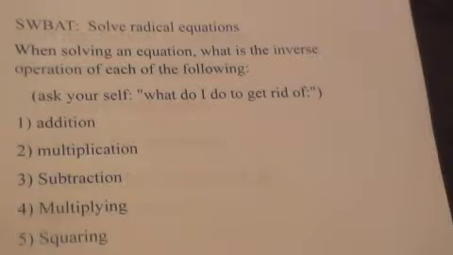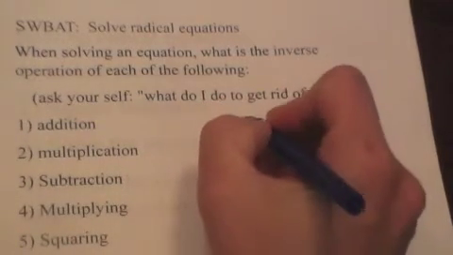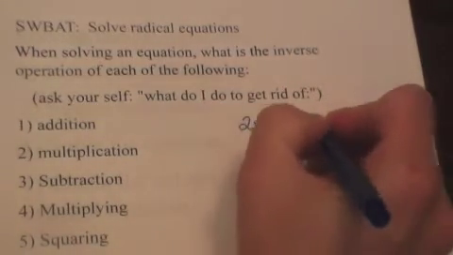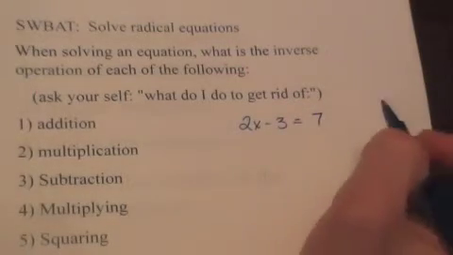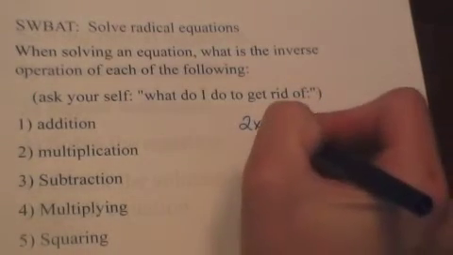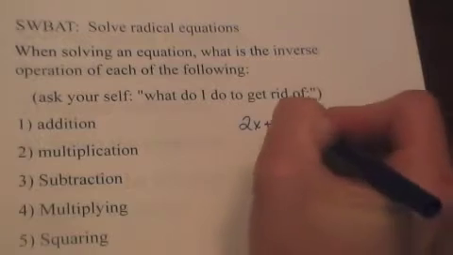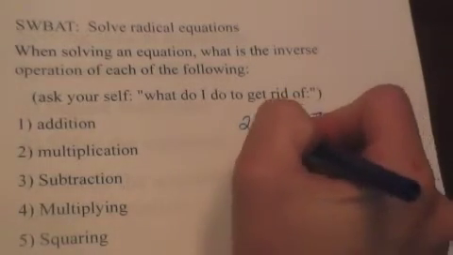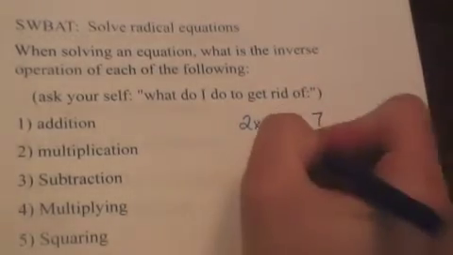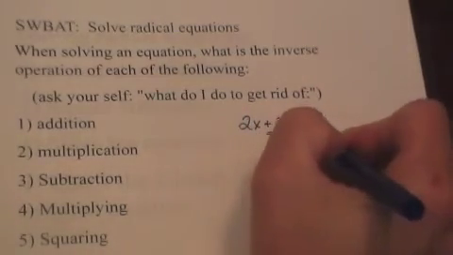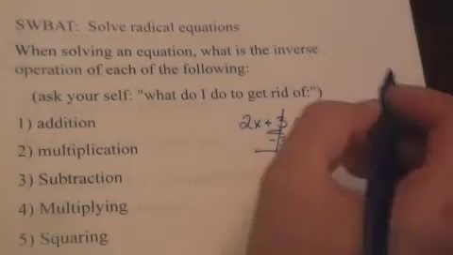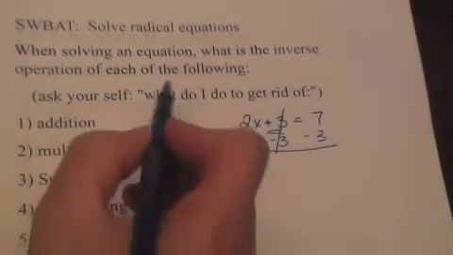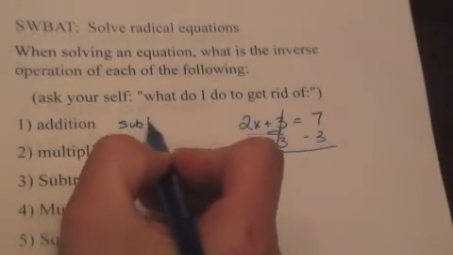For example, if you have 2x plus 3 equals 7, this is an addition problem. 2x plus 3. How do I get rid of the plus 3? By subtracting. So the inverse of addition is subtraction.